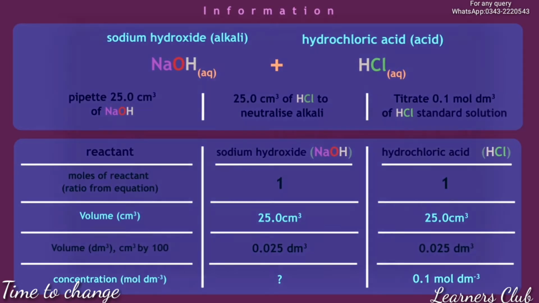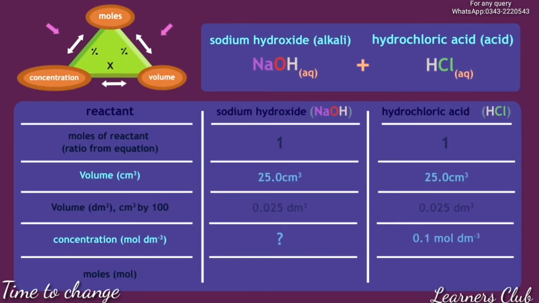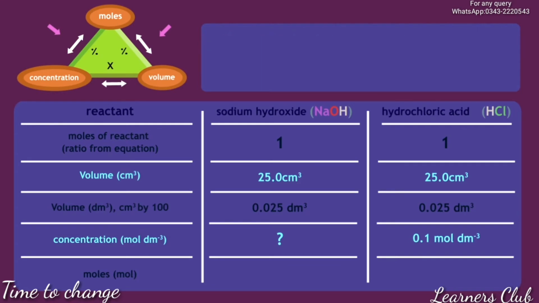The next step is to use the formula triangle to calculate the number of moles. Add this as a row to your table. Use the formula triangle and calculate the number of moles. Pause the video and continue when ready. The concentration is found by dividing the number of moles by the volume in decimetre cubed. Your table should now look like this.